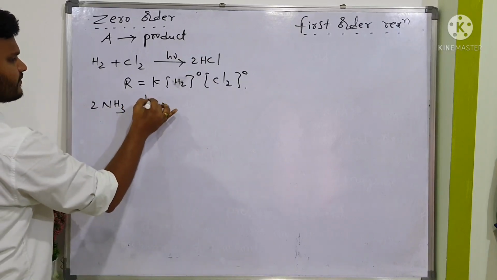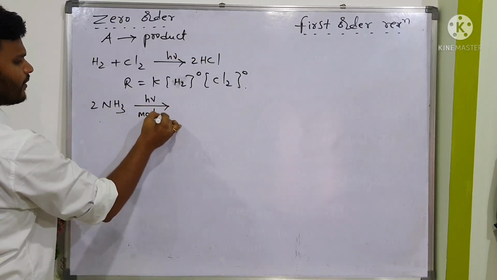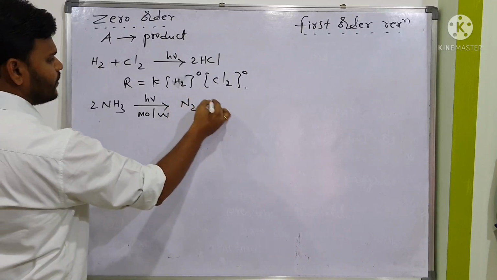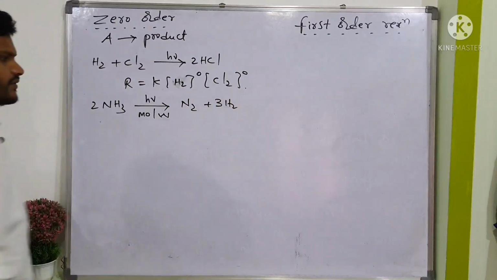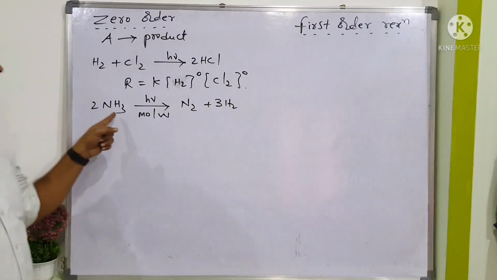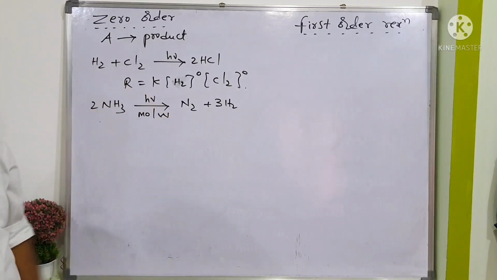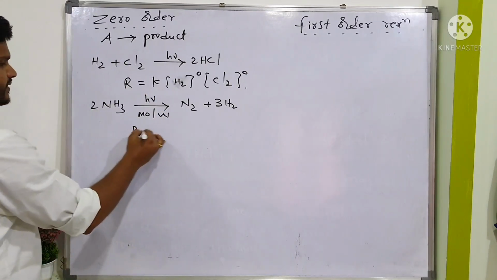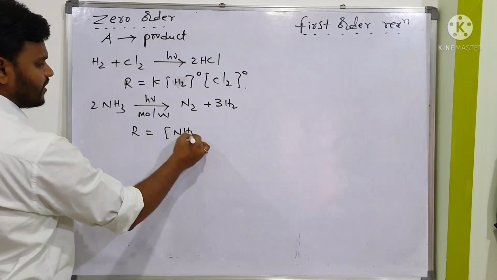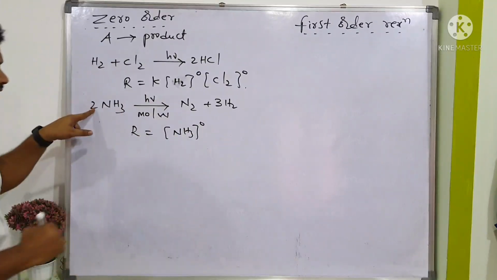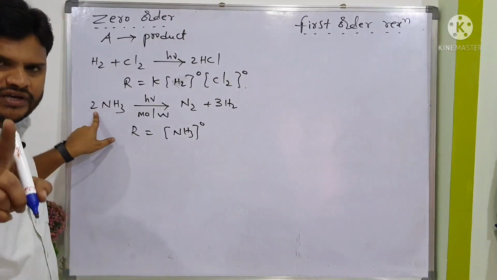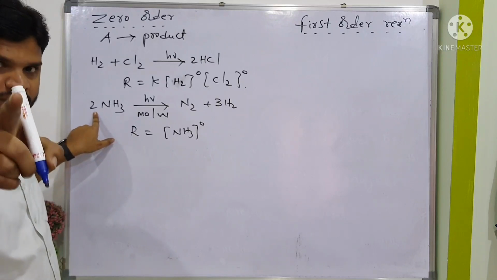So next, one more important example, decomposition of ammonia. Ammonia in the presence of sunlight or molybdenum or tungsten gives N2 plus 3H2. So here also the decomposition of NH3 depends upon this one only. So you can write like this: rate equal to K[NH3] power 0. Don't write it 2. Already I told you, rate of reaction does not depend upon stoichiometry of reactant.